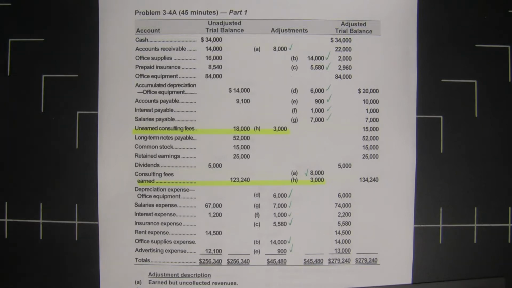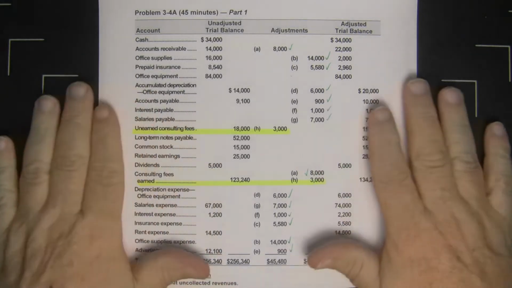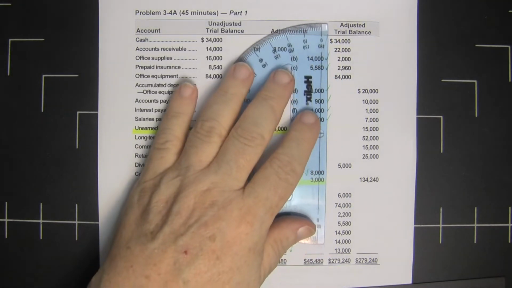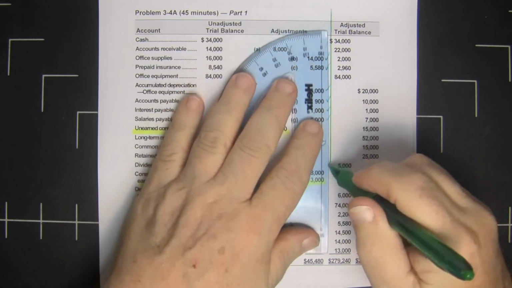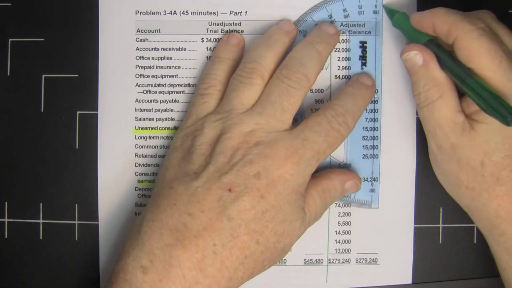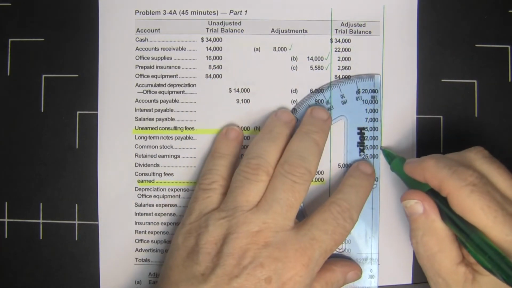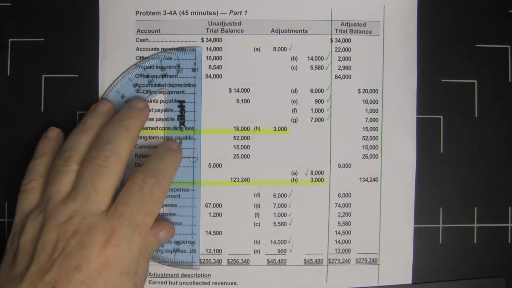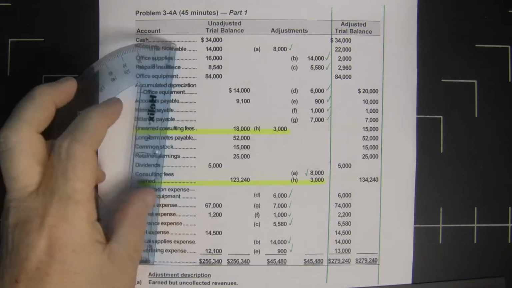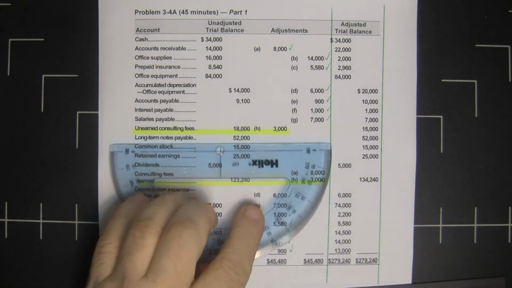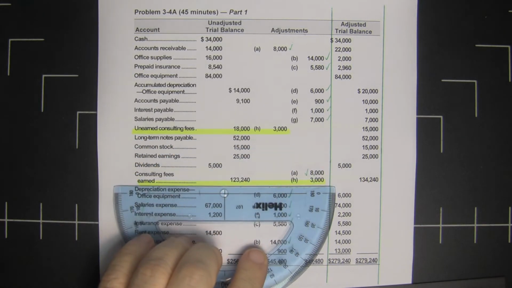Problem 3.4a, Part 2, asks us to start with the adjusted trial balance. And just to remind you, those are these numbers over here. These are the numbers that represent the most recent and the most accurate balances in the accounts. They were the ones that we came up with after we adjusted the year-end totals. You'll notice I have one highlighted in yellow.